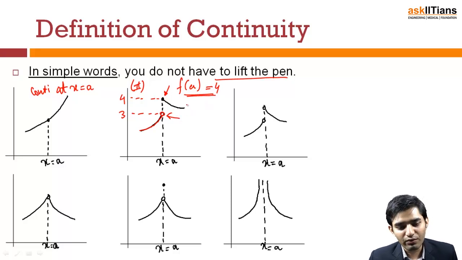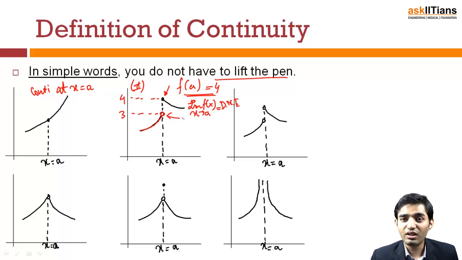And what will be the limit of f(x) as x tends to a? The limit of f(x) as x tends to a does not exist. Why does it not exist? Because you can see from the graph that LHL and RHL are different. What is LHL? LHL is for x equal to a minus, so slightly less than a. If x is slightly less than a, what will be the value of y?